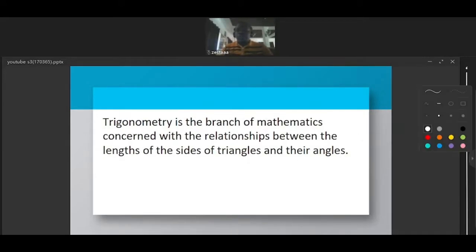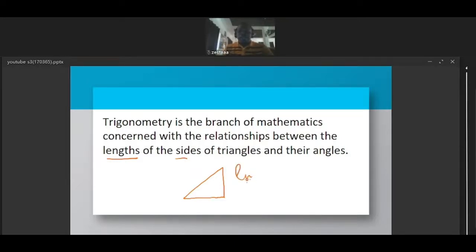When we talk about trigonometry, we are talking about a relationship between the length of a given side of a triangle. The triangle we are going to look at is basically the right angle triangle. We are going to look at the relationship between the length and the angles. We will study how we use the angles to come up with the length and how we use the length to come up with the angles. This is our coverage as we go on.